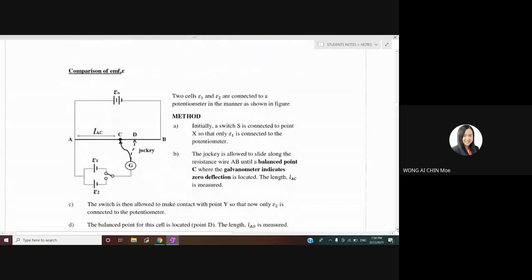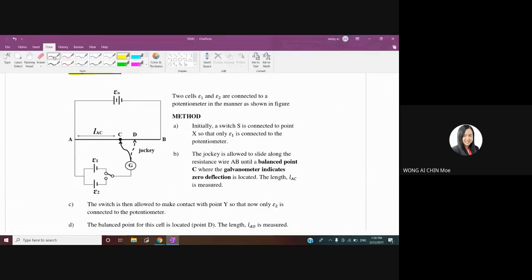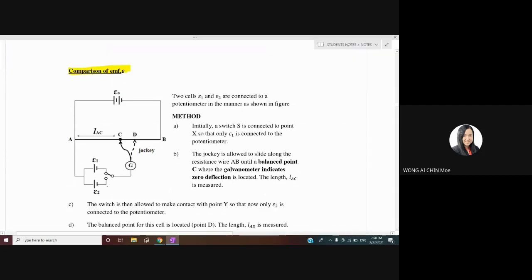So this is the comparison. One of the applications is the comparison of EMF. Here we have 2 cells, epsilon 1 and epsilon 2. The question says, for the method, if initially S is connected to point X, because your book doesn't draw it, we can draw it here. Initially it connects with this one, X, and then at the bottom is Y.